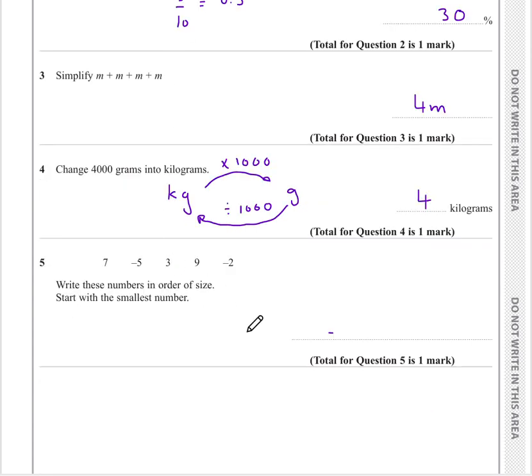Question 5. Write these numbers in order of size. Start with the smallest number. If you think about your number line, the smallest is going to be the most negative, so -5, then -2, 3, 7, and then 9.